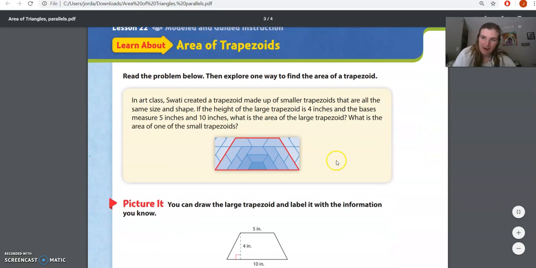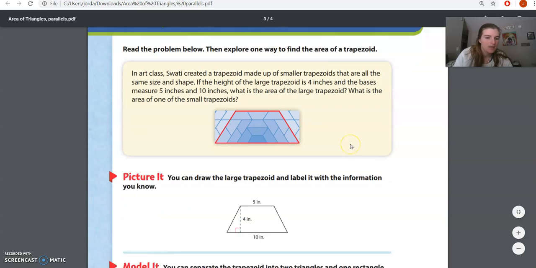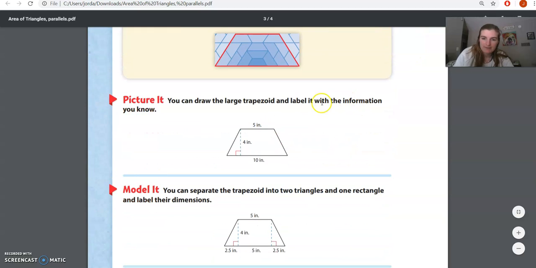Second part, trapezoids. In art class, Swati created a trapezoid made up of smaller trapezoids that are all same size and shape. If the height of the large trapezoid is 4 inches and the bases measure 5 inches and 10 inches, 2 bases. Each of these is considered a base. What is the area of the large trapezoid? What is the area of one of the small trapezoids? So you can draw the large trapezoid and label it.